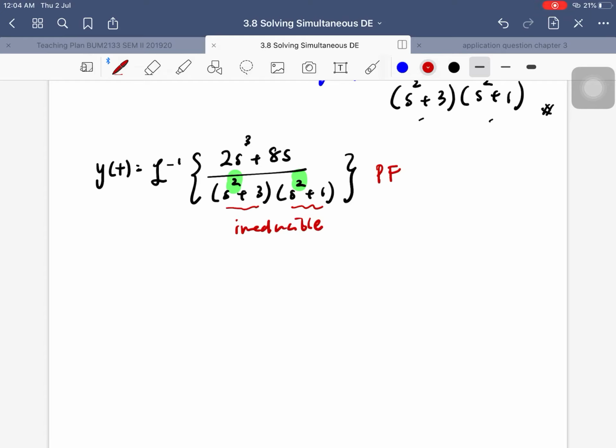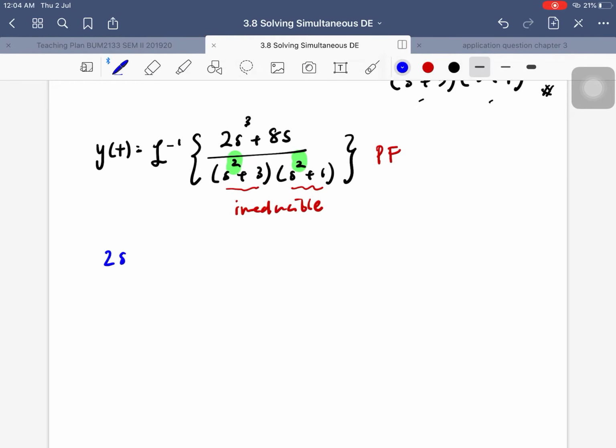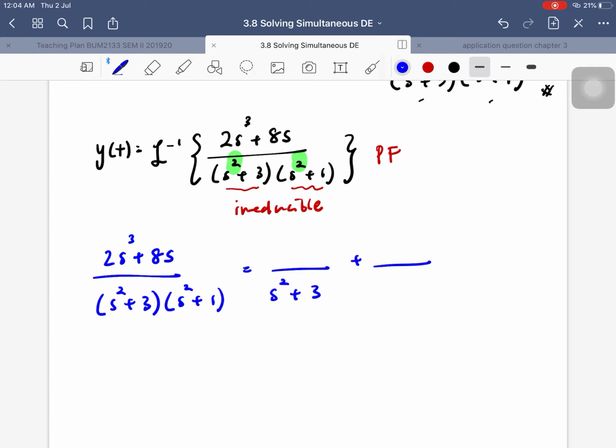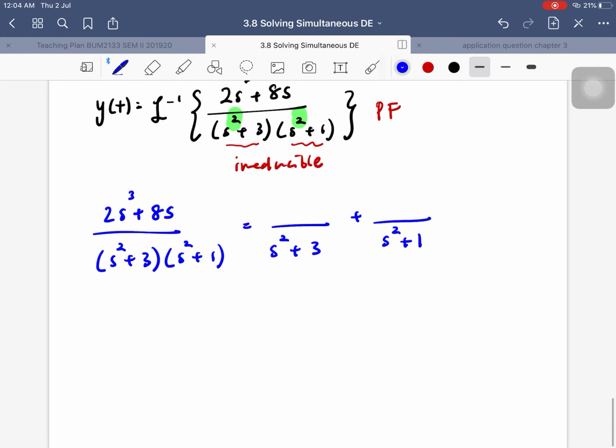Okay, so now let's do partial fraction. I know that you must be a pro at this by now. You should be. Okay, so I'm going to have 2s cubed plus 8s over s squared plus 3 multiplied by s squared plus 1. So I'm going to end up with two fractions. The first one is going to be s squared plus 3, or you could also put s squared plus 1. It doesn't matter. At the end, the solution is going to be the same. And then the other one is going to be s squared plus 1.